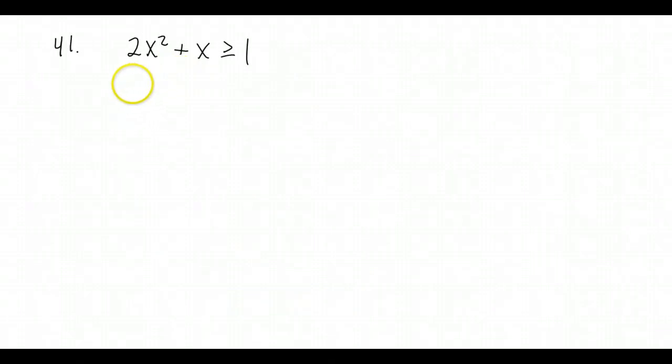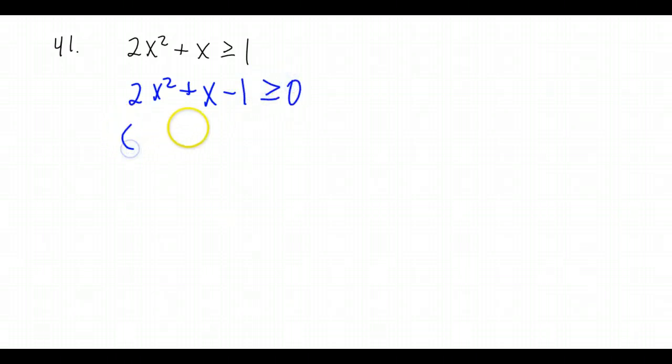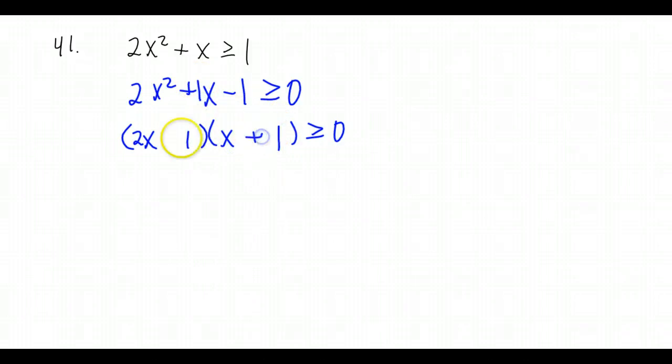Here I need to set it equal to 0, so 2x squared plus x minus 1 greater than or equal to 0. Let's factor that. So I've got 2x and x, and it's got to be 1 and 1 if it factors. Hopefully it will. This adds to positive 1, so the bigger number is positive. This would have to be negative. Let's double check that. -1, 2, that seems to work.